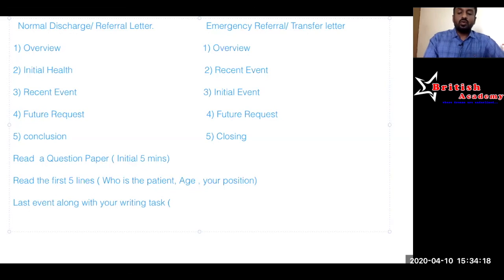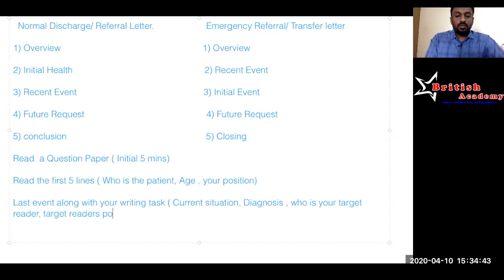With this, you will get to know the current situation. You will understand the current situation of the patient. Most probably, you will also get to know the current diagnosis as well. You will get to know who your target reader is. You will also get to know the target reader's position.